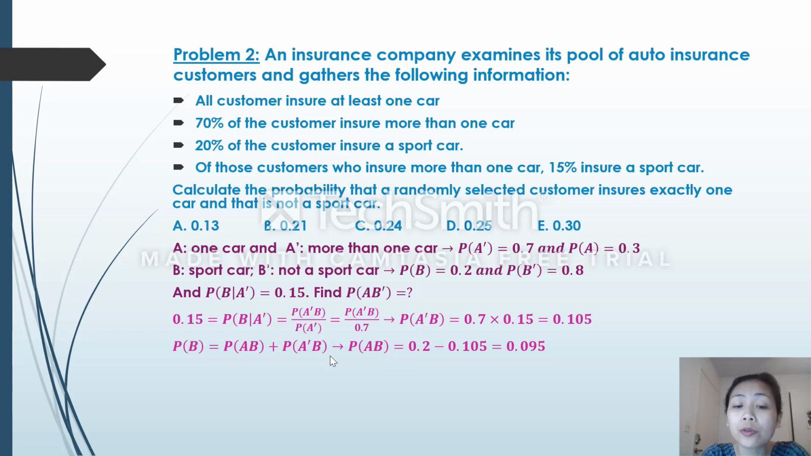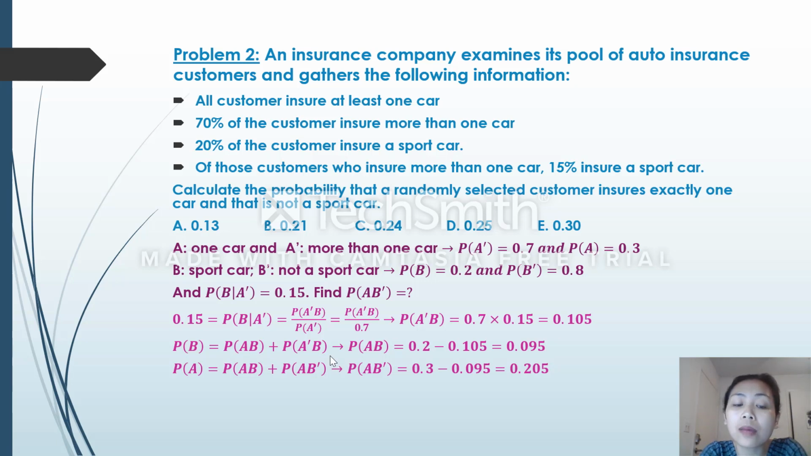So we would be able to find probability of A and B, that is 0.095. And here we have found AB. And we need to find AB prime, so use one more law of total probability. So we have probability of A equal to probability of AB plus probability of AB prime.